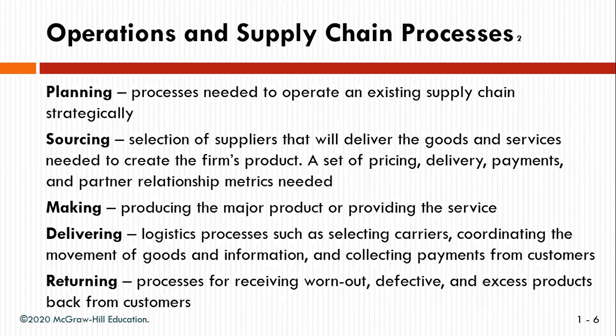Making is producing the major product or providing the service. So we take a raw material or semi-finished good and we finish it, make it into a different product, and give it to the end user, a customer, or another buyer who becomes a supplier for another supplier or another service. Delivering is the logistics process: selecting carriers, coordinating the movement of goods and information, and collecting payments from the customers.